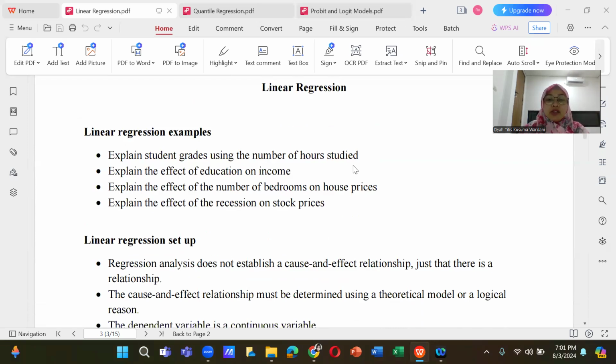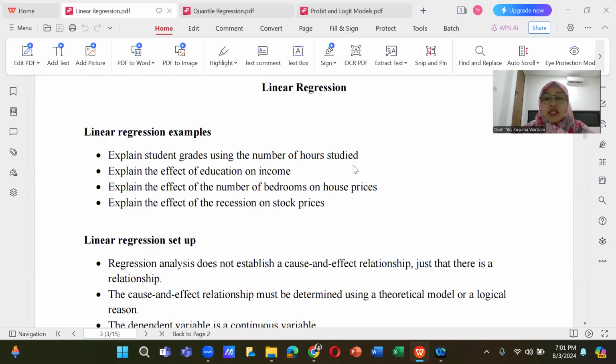So this is the objective of this lecture today for linear regression. We hope that the student could apply linear regression using data, and also apply linear regression using data analysis tools. Okay, this is the linear regression example.